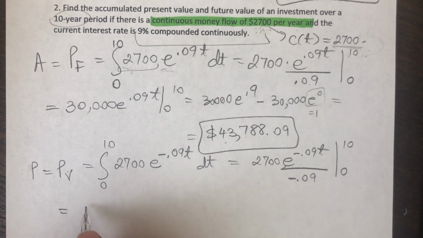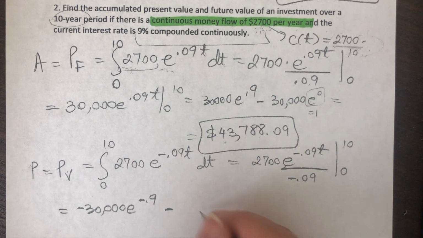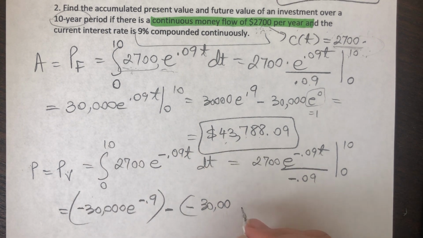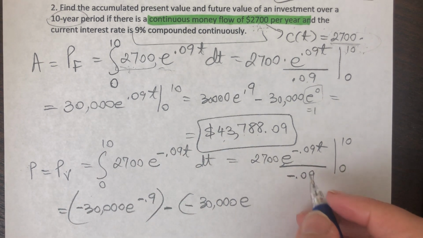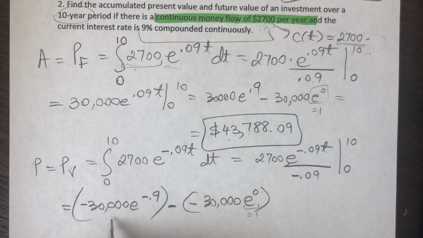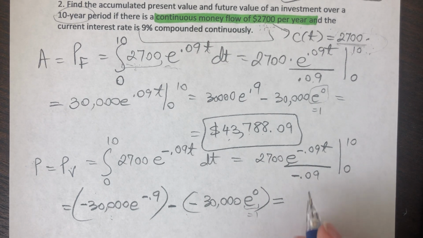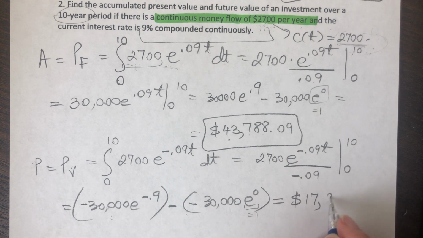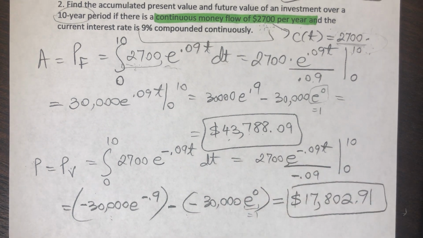So that's, again, the 30,000 e to the negative 0.9 minus, oops, that's a negative, negative 30,000 e to the 0, right? Okay, so that's going to be a 1. That's going to be a positive 30,000, and you're taking a little bit away. So what you're going to get is $17,802.91.